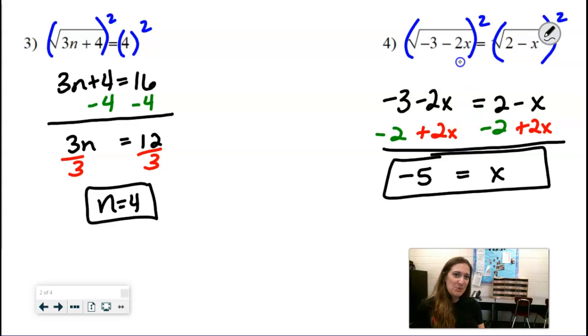It's a little dangerous. I should have checked before I boxed it in. If we were to plug in a negative 5 right here, we'd get the square root of negative 3, and then negative 2 times negative 5 is a plus 10. So we end up with the square root of 7.